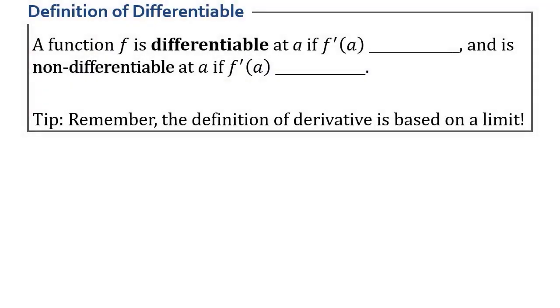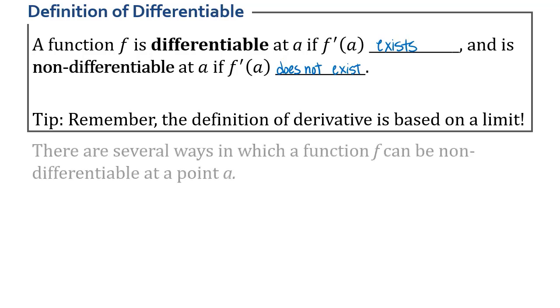All right, let's look at the definition of differentiable. A function f is differentiable at a if f prime of a exists, and we say it is non-differentiable at a if f prime of a does not exist. Remember that the definition of a derivative is based on a limit, so we need to make sure that as you're approaching that value from either direction, you're going towards the same number.